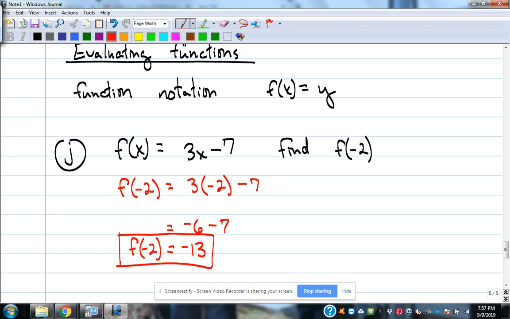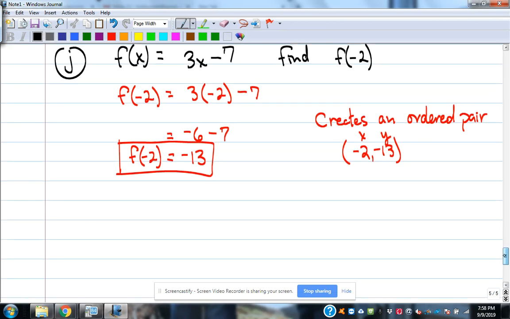I want you to understand that it creates an ordered pair. The ordered pair would be -2, -13. X and Y. All right. Function notation, just a different way of writing an ordered pair. It deals with when you got equations that are functions, how you can write some ordered pairs. It's a very descriptive way of finding the y value for a certain x value. That notation there.